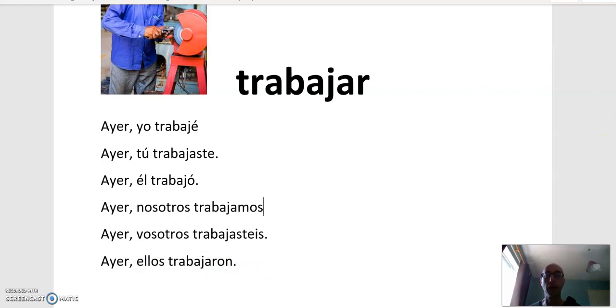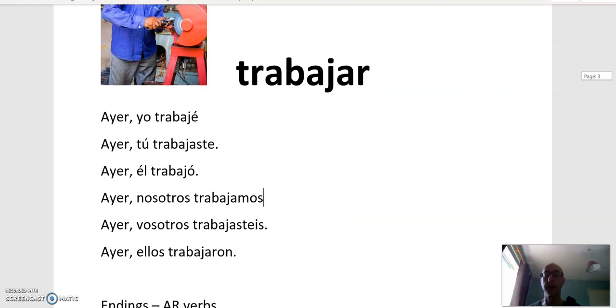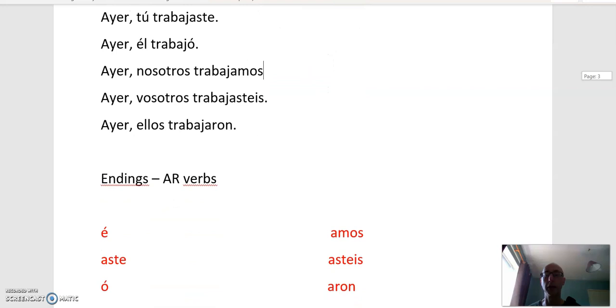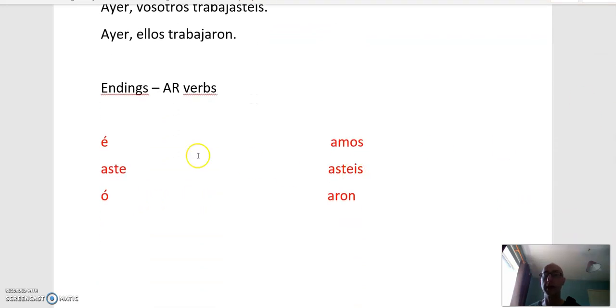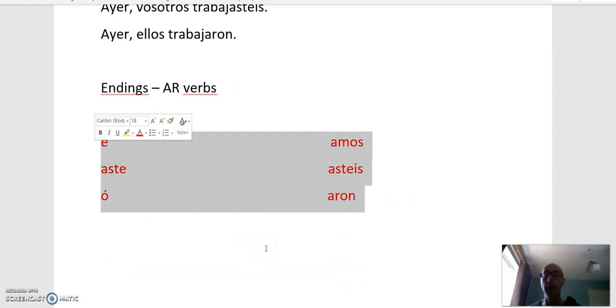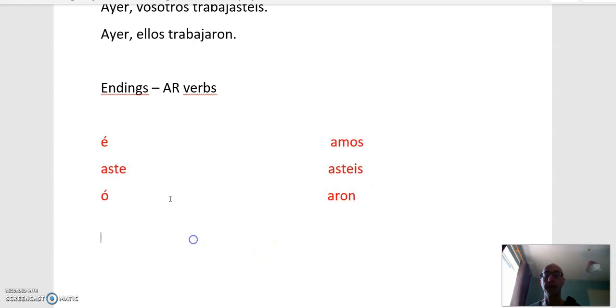So the important thing here are the endings. And the endings are the same for all regular AR verbs. And this is the best way really of learning it. é, aste, ó, amos, asteis, aron. Here we have it here. é, aste, ó, amos, asteis, aron. It's first, second, third person. We'll do some practice in a second.